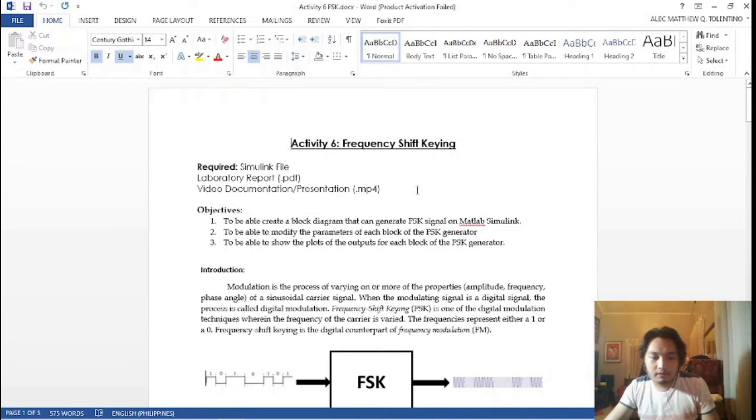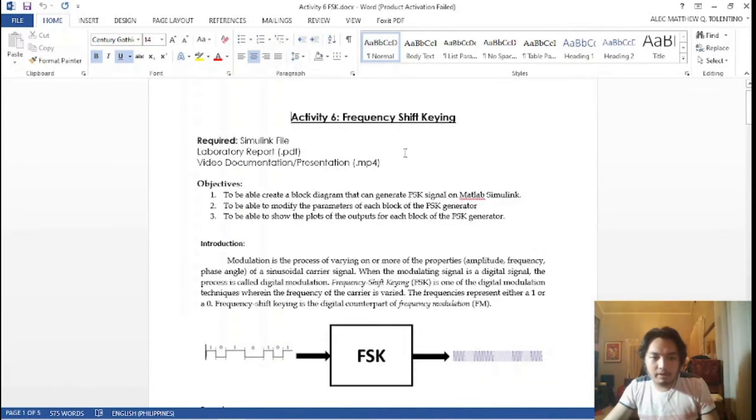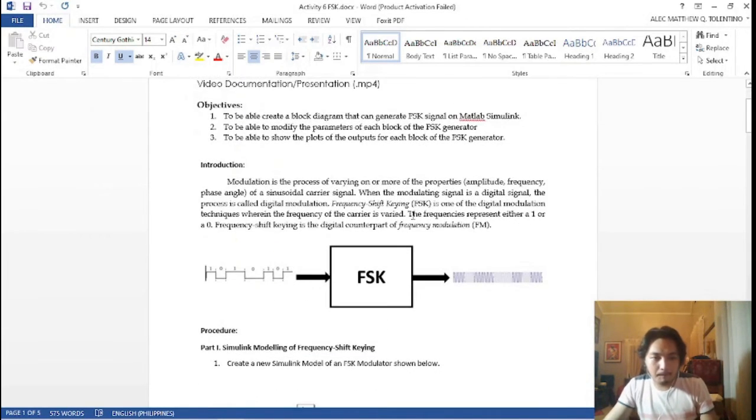So the objectives for this activity are to be able to create a block diagram that can generate an FSK signal on MATLAB Simulink, to be able to modify the parameters of each block of the FSK generator, and to be able to show the plots of the outputs for each block of the FSK generator.